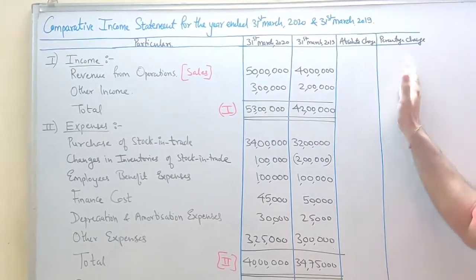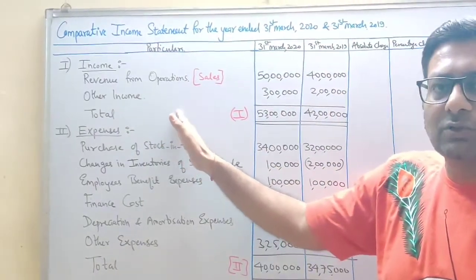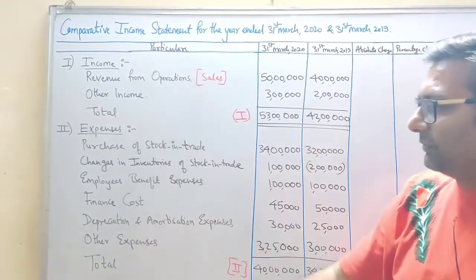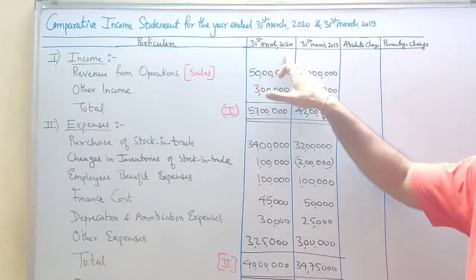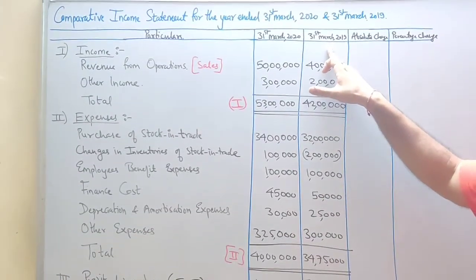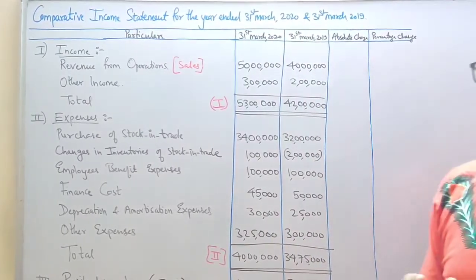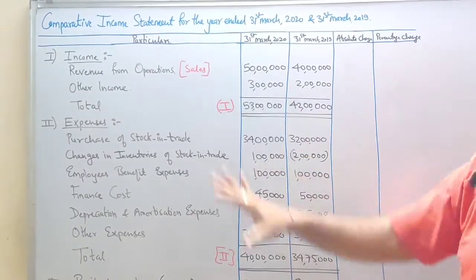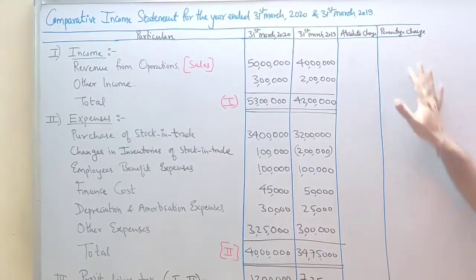So you have to make 2 extra columns in your table. The 3 columns will be given in the question, which you will copy as it is in your answer sheet. Particulars, you will copy from the question. Amount for the year 31st March 2020, that you will copy in the second column. Then amount for 31st March 2019, you will copy in the third column. The fourth and fifth columns you have to make extra. Now what to write in these 2 columns, students? As you are making a comparative income statement, you will have to write absolute change and percent change.